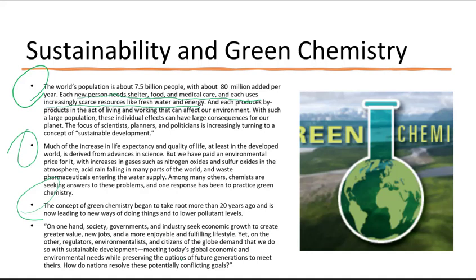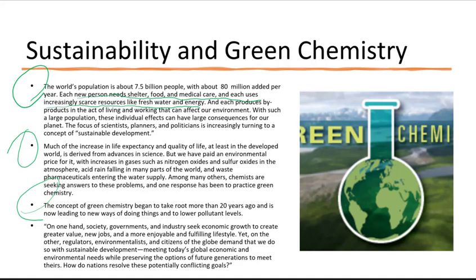Yet, on the other, regulators, environmentalists, and citizens of the globe demand that we do so with sustainable development, meeting today's global economic and environmental needs while preserving the options of future generations to meet theirs. How do nations resolve these potentially conflicting goals? Another scientist stated that it's better to prevent waste than to treat or clean up waste after it has been formed. Chemists are working on different synthetic methods that should be designed to use and generate substances that possess little or no toxicity to human health or the environment.